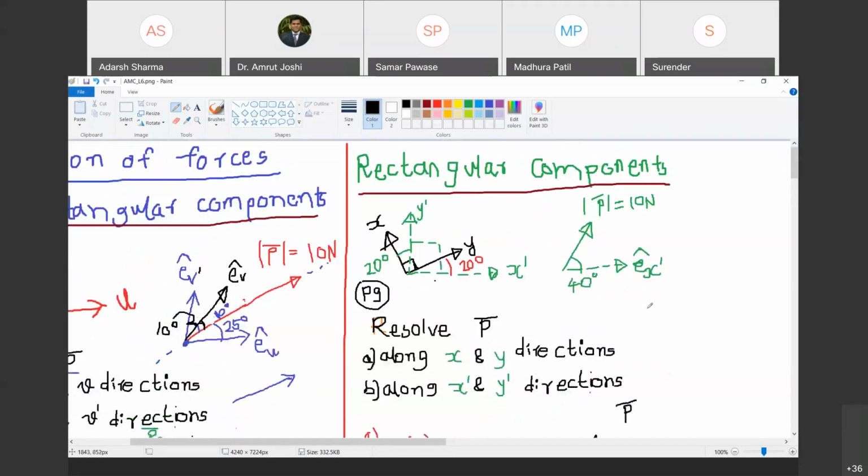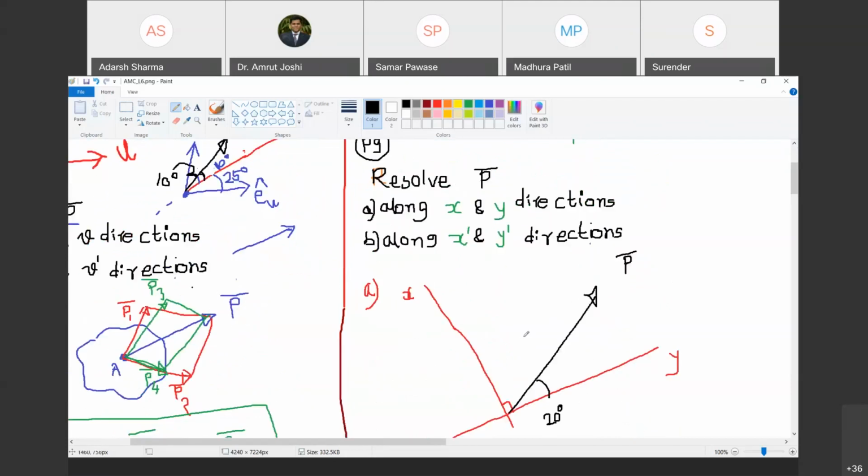Which has a magnitude of 10 meter. And then, what is the angle made by this P with reference to x axis? 90 minus 20, so it is 70 degree, because the angle between x and y is 90 degree. And now we are trying to resolve this force along x and y directions.